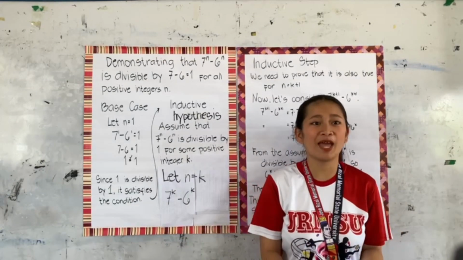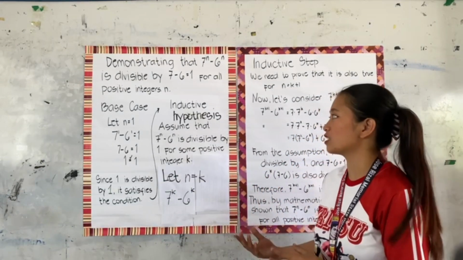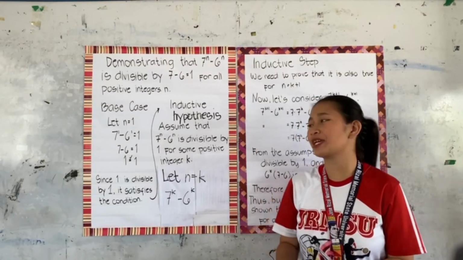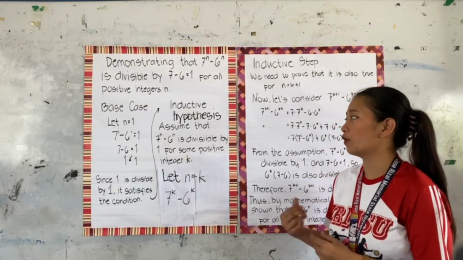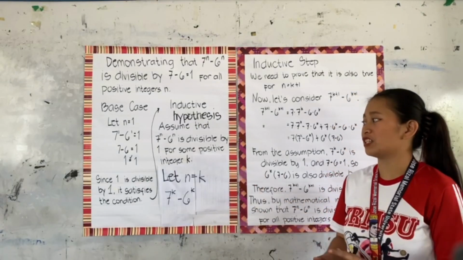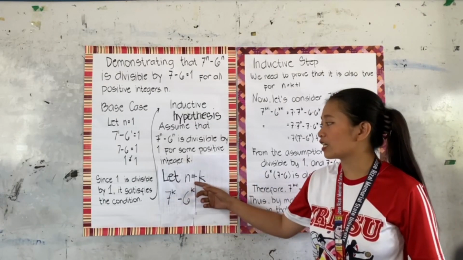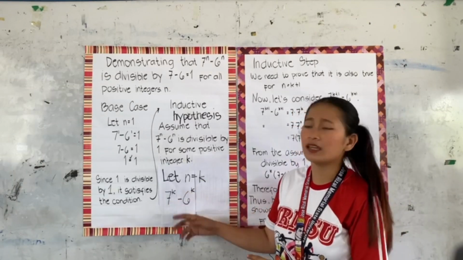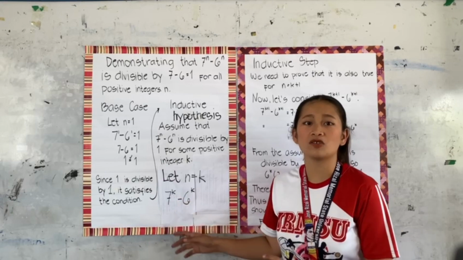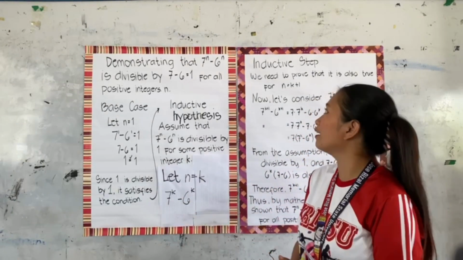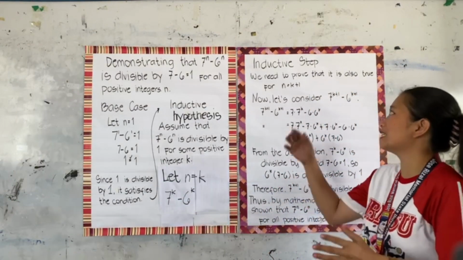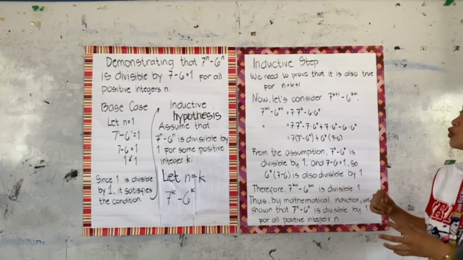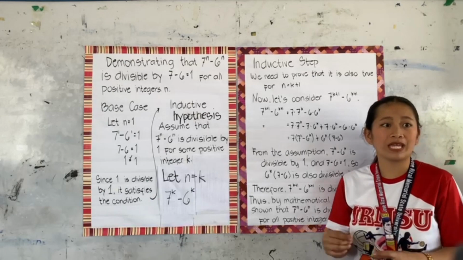So our next step is the inductive hypothesis. Assume that 7 raised to n minus 6 raised to n is divisible by 1 for some positive integer k. So let n be equal to k, and set it equal to 7 raised to k minus 6 raised to k. Our next step is the inductive step. We need to prove that it is also true for n equal to k plus 1.